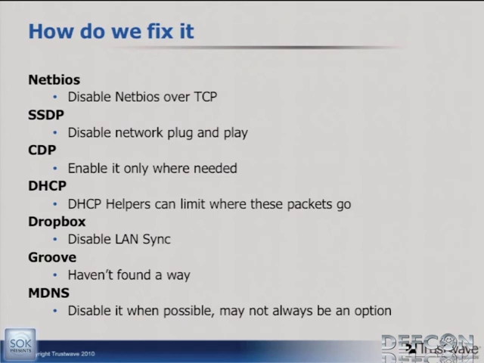For DHCP, Cisco has the concept of a DHCP helper. DHCP helpers can help limit where the DHCP information goes, and that will cut down on your ability to leak information via DHCP. Dropbox disabled the LAN sync protocol, and this doesn't happen. Basically, you can still get a lot of that same communication that you need and may generate a little bit more traffic, but it certainly won't give away as much information about what you have.